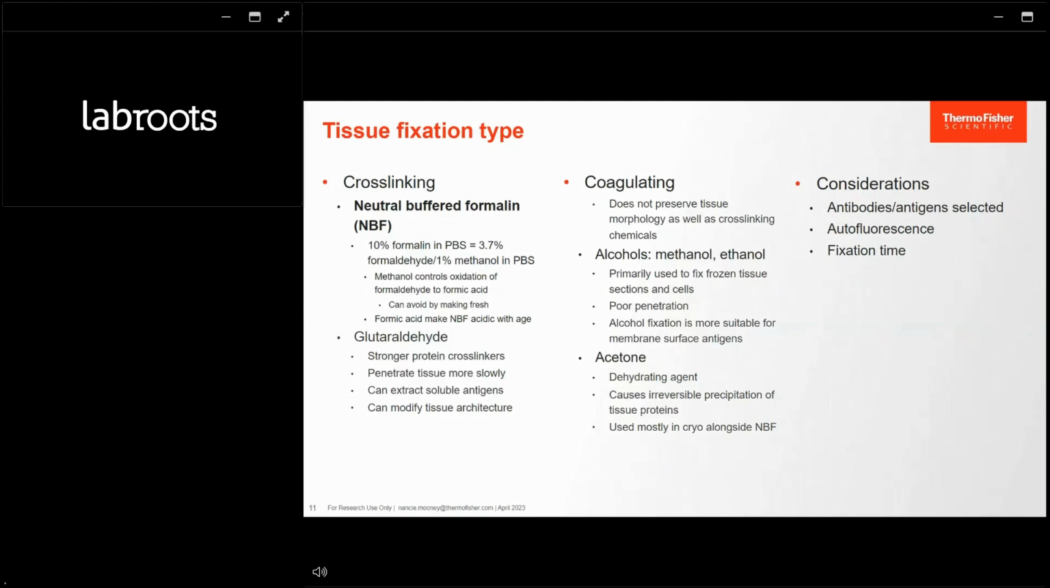Another fixation chemical is glutaraldehyde. It causes stronger protein crosslinks, but it can extract soluble antigens and modify tissue architecture. It can also cause increased autofluorescence.